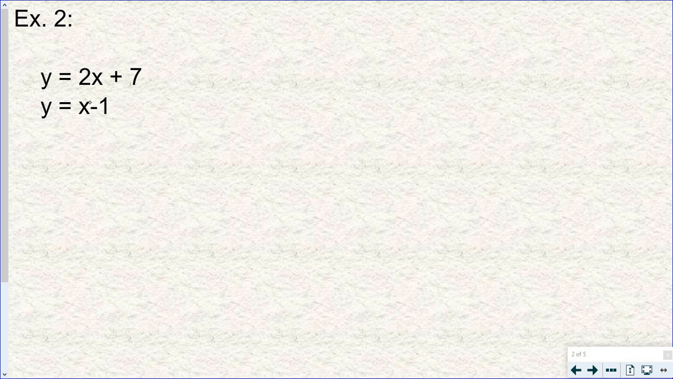For me, x minus 1 just seems simpler than 2x plus 7. So I'm going to substitute that into this equation. That's going to give me x minus 1 equals 2x plus 7. So I just replace y with x minus 1, since y is equal to x minus 1. All right, so let's solve this.